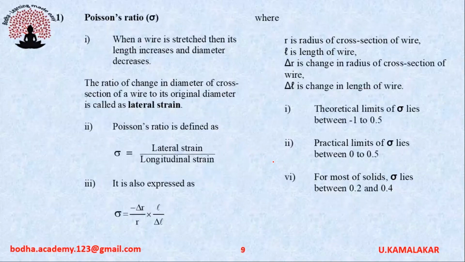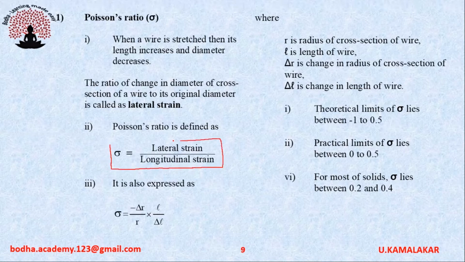When a wire is stretched, then its length increases and diameter decreases. The ratio of change in diameter of cross section of a wire to its original diameter is called lateral strain. Poisson's ratio is defined as ratio of lateral strain to longitudinal strain. It is also expressed as sigma is equal to minus delta r by r into L by delta L, where r is radius of cross section of wire, L is length of wire, delta r is change in radius of cross section of wire, delta L is change in length of wire.